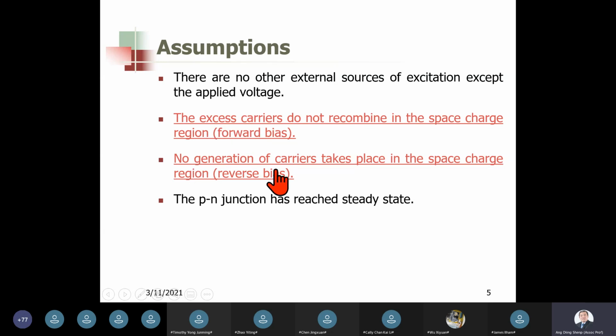Now, the next assumption pertains to the reverse bias condition. Under reverse bias, we assume no generation of carriers take place in the space charge region. All right, so don't worry if you are not very sure about what this assumption is trying to address. We will come to this in more detail later on. And finally, we only look at steady state condition. All right, so that will help simplify the continuity equation as well.